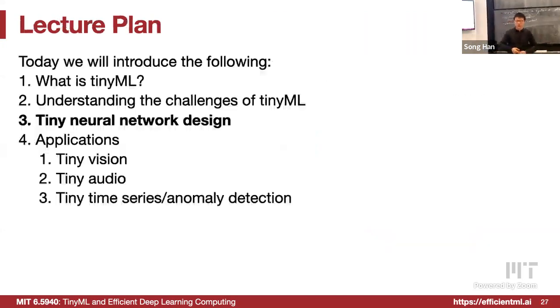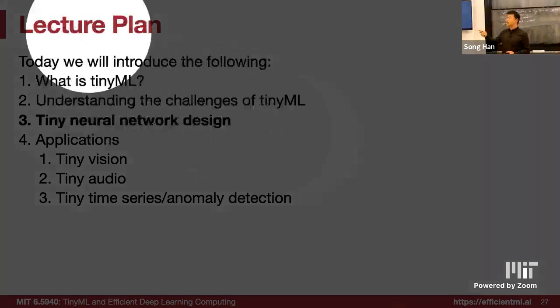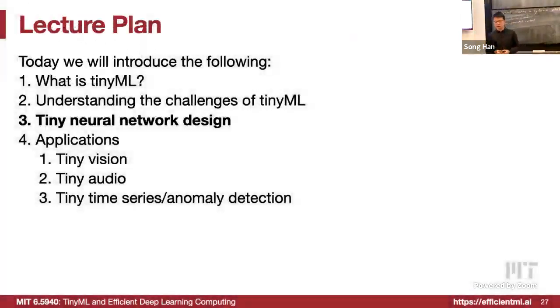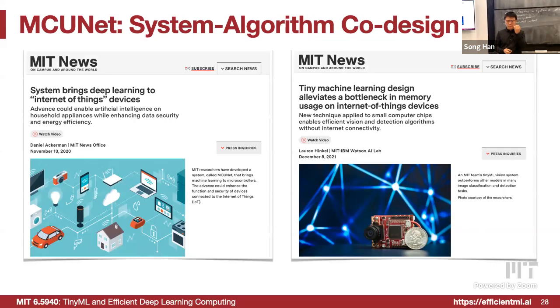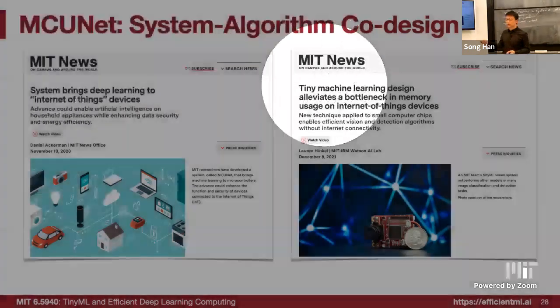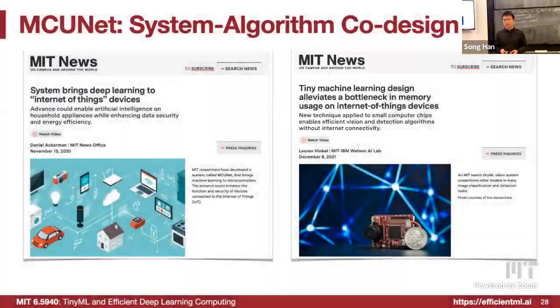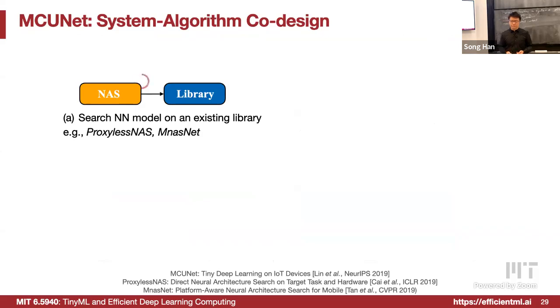So let's go through formally how we design these tiny neural networks, given the understanding of the challenges and all the concepts we learned so far. We'll introduce MCUNet, the system and algorithm co-design. It was covered by MIT News a couple of years ago, which is very new.